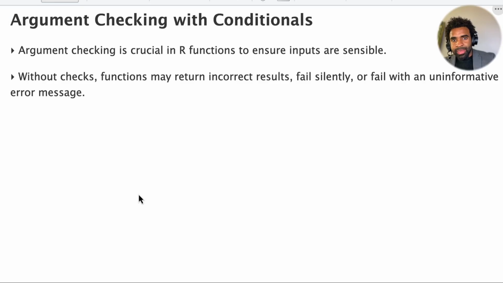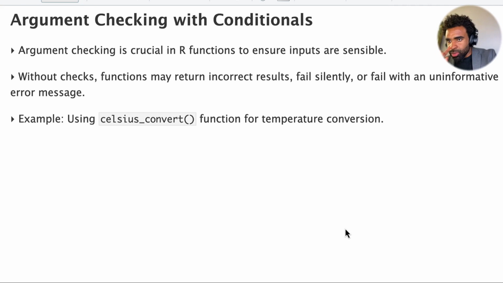So now let's think about how you can use conditionals to check different arguments, as we said would be important for our function. So argument checking is crucial in our functions to ensure that the inputs are sensible. Okay, and without any checks, you may return incorrect results. You may fail silently, as we had in our Celsius conversion function there, or you may fail with an uninformative error message. So you get an error, but the reader, the user doesn't know what to do with that error. So let's see what we can do to fix this.